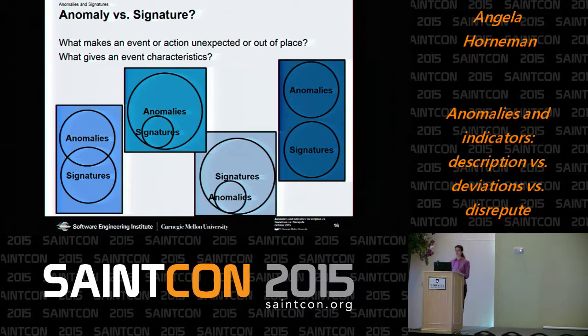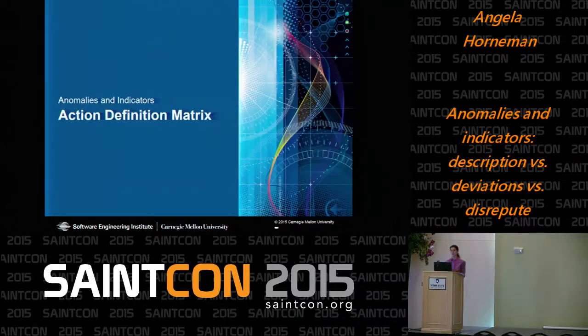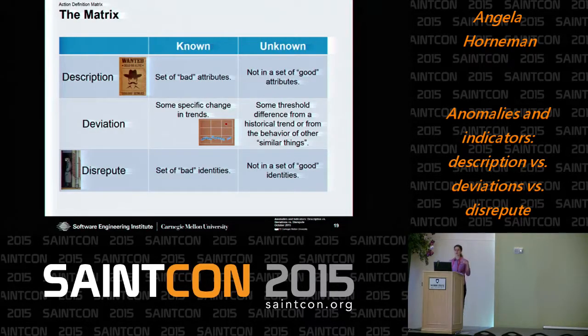Some of the signatures get into the realm where they're starting to actually deal with deviations. So with anomaly and signature, I would like at least my clients to start moving away from that terminology and thinking about it more in terms of: I have something that finds events based on description, something that finds them based on deviation, and something that finds them based on disrepute.